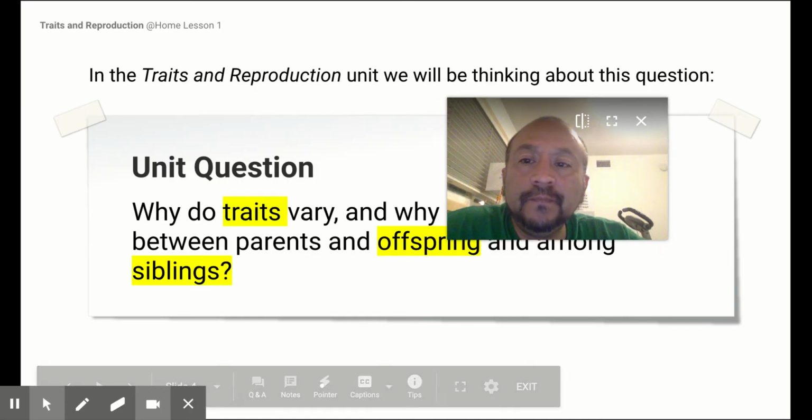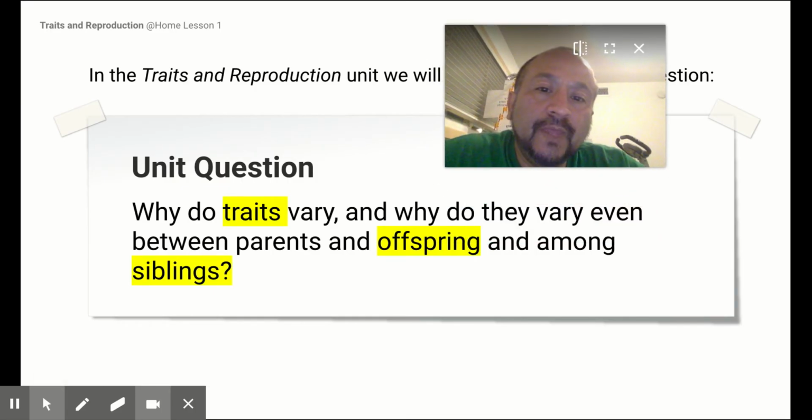So here's the unit question. Why do traits vary? And why do they vary even between parents and offspring, and among siblings? I highlighted those three very important words. When we think of offspring, we think of babies, and siblings would be your brother or your sister. How many siblings do you have in your family? I have 2 brothers and 2 sisters, so it's a total of 4 siblings that I have.